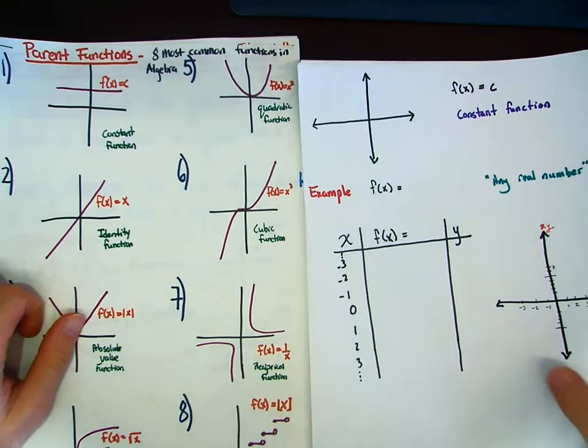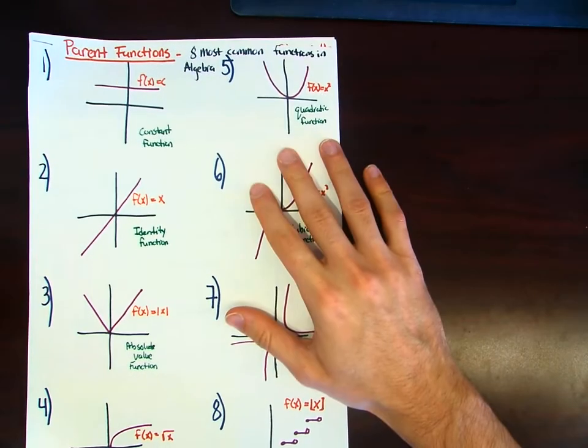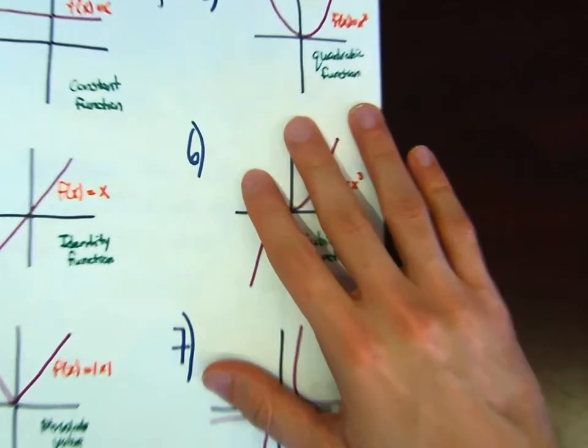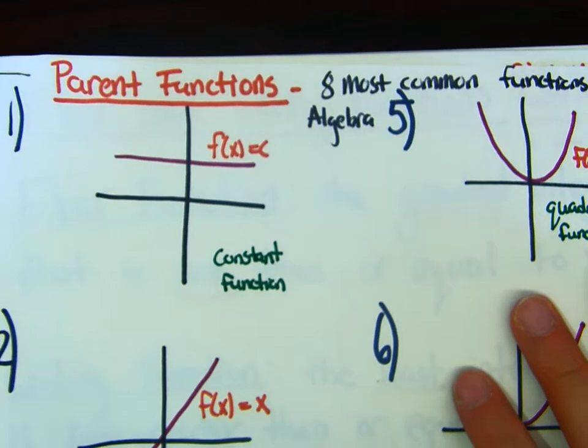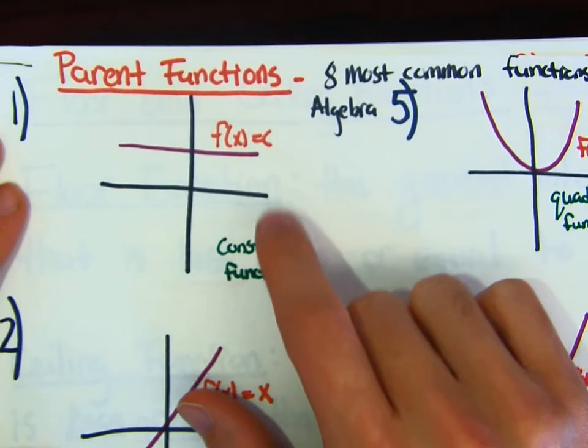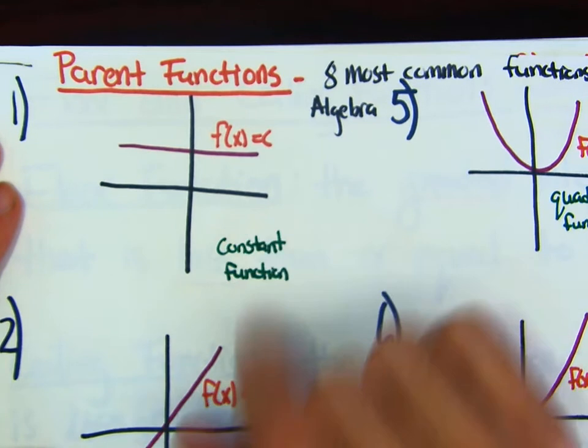So let's do a little bit of a review from last class. What were the certain types of parent functions we learned about? We actually didn't go over this one, a constant function. I'll go over this one very soon.